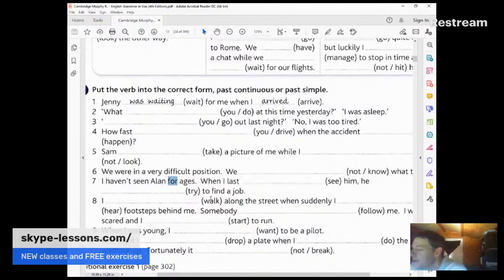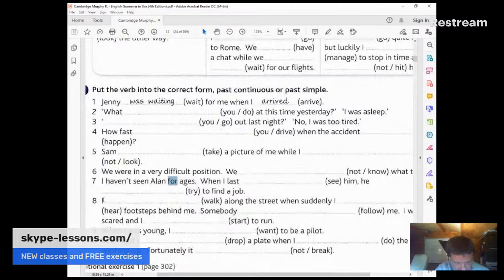Raymond Murphy. Let me show you my poor kitty who's moaning. He wants to get outside. He really does. But I haven't seen Alan for ages. When I last saw him, see is a stative verb, he was trying to get a job. So he was in the middle of trying to get a job. He hadn't got a job, but he was trying to. He was in the middle of trying.